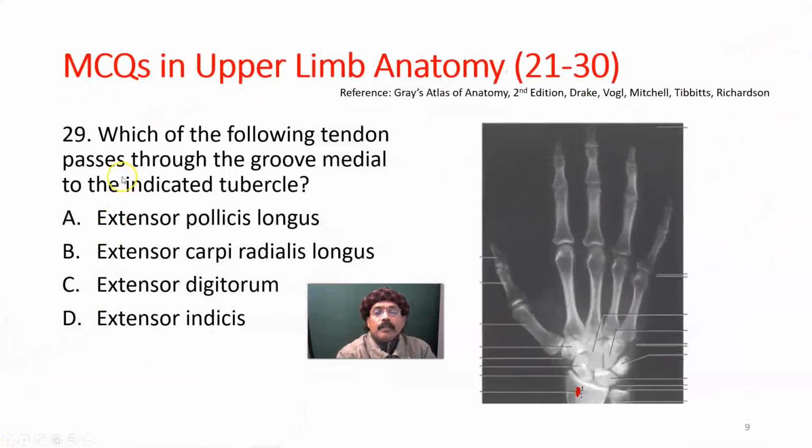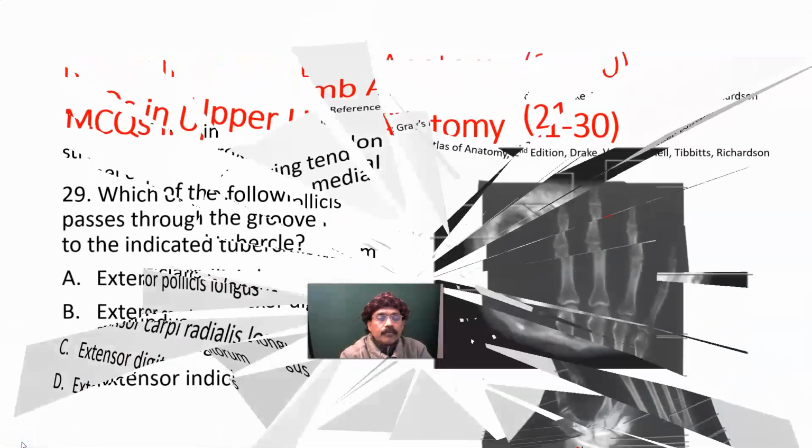Okay, so what is that structure? Is it extensor carpi radialis longus, extensor digitorum, extensor indicis, extensor pollicis longus? The answer should be extensor pollicis longus. A is the answer. Question number 29, A is the answer. Okay, now I'll go to the next question.